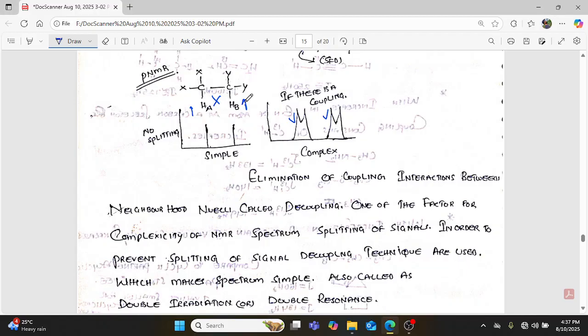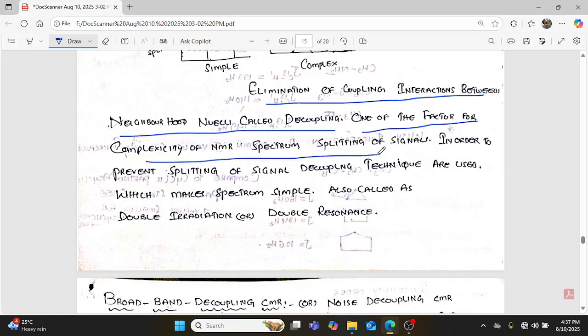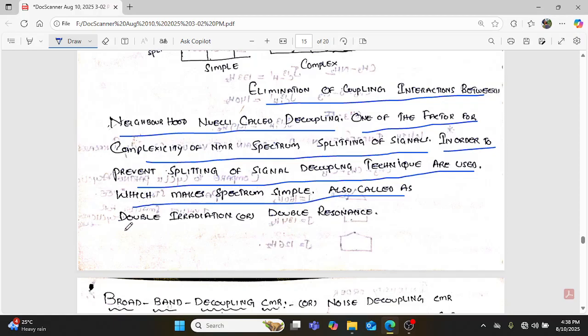So all are requested to check those videos related to decoupling spectra. See this one: elimination of coupling interactions between neighboring nuclei is commonly called decoupling. One of the factors for the complexity of the spectrum is splitting of the signal. That's why we need to do decoupling. In order to prevent the splitting of the signal, decoupling techniques are used, which make the spectrum simple. These are also called double irradiation or double resonance. Already we have a clear-cut discussion on the double irradiation or double resonance phenomena.